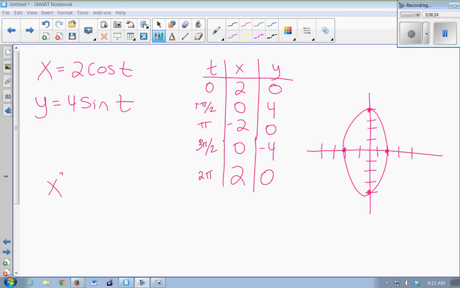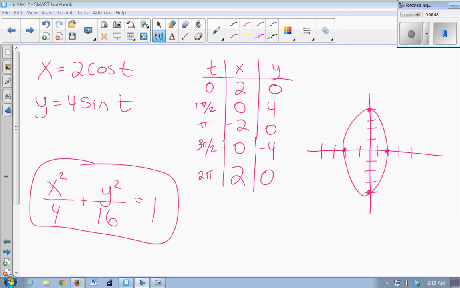So it would be x squared over b squared, which would be 4, and y squared over a squared. A, we're thinking, is 4. When you square it, you get 16, equals 1. I'm just plugging the stuff I know about the ellipse into the general form of an ellipse. I think that's going to be the equation, but let's eliminate the parameter just to be sure.